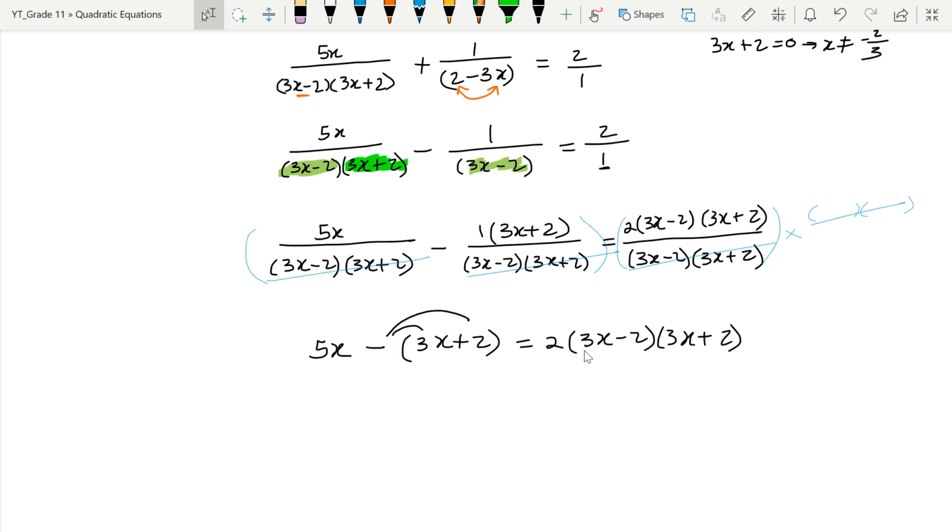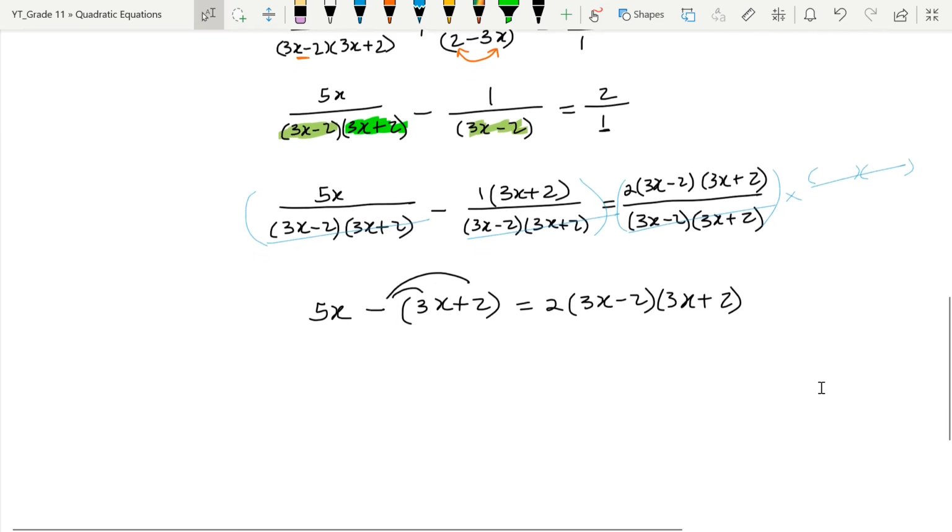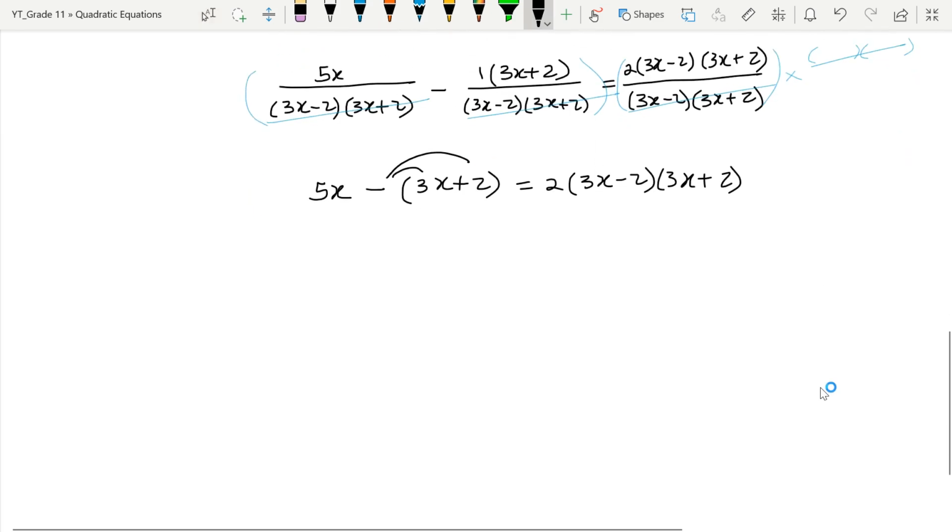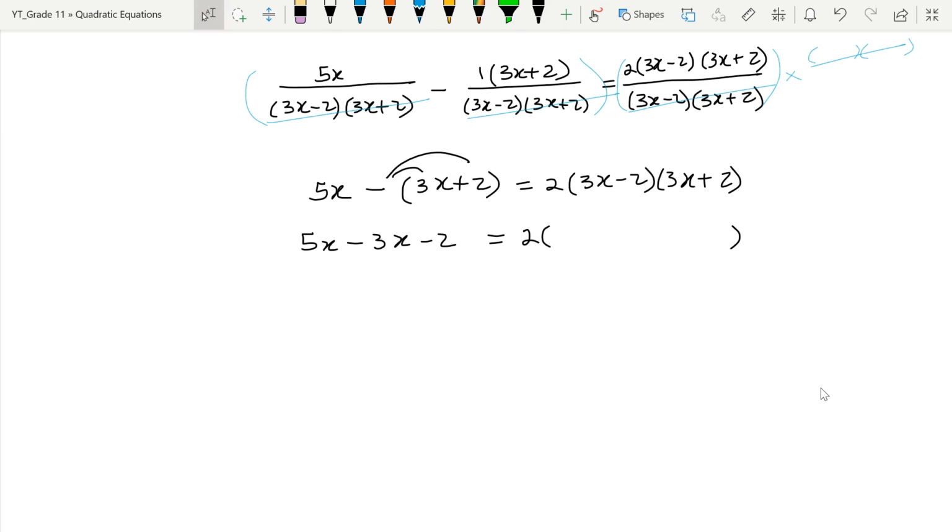Okay, so far so good. We just need to be careful that we don't make a silly error. So let's just take our time and do that. Minus 3x minus 2. And over here, I'm just going to leave that in front for now. I'm just going to FOIL that out. That is actually going to give us 9x squared minus 4.